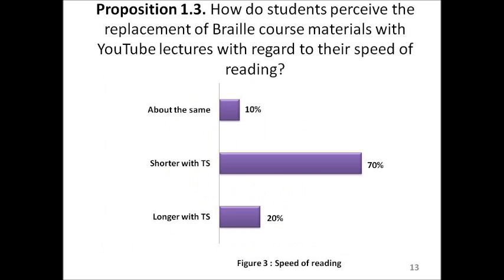For the third proposition, we asked about the speed of reading. Almost 70% of the blind students feel that the speed of reading is very fast in the online videos, so they took much less time for reading when using online videos. But 10% feel that the Braille method and online videos are the same, and 20% feel that the speed of reading in the online videos is much slower than the Braille material.